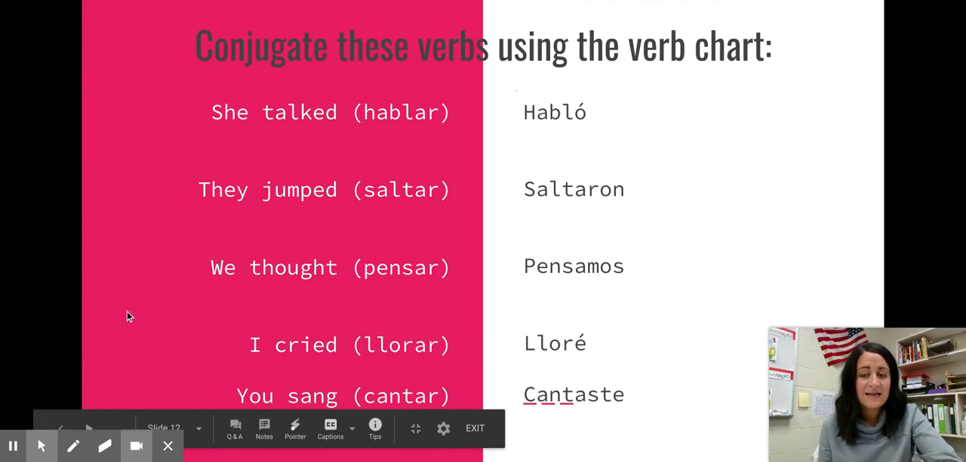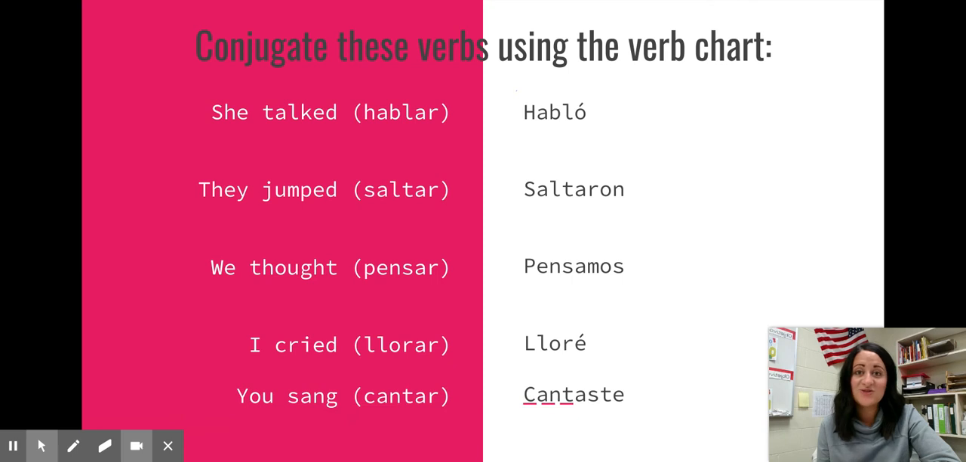And so class, that is pretty much the long and short on preterite tense regular AR verbs. Just like in the present tense, we follow our steps: drop off your AR ending, add the new ones on. Those new ones again are é, aste, ó, amos, aron.